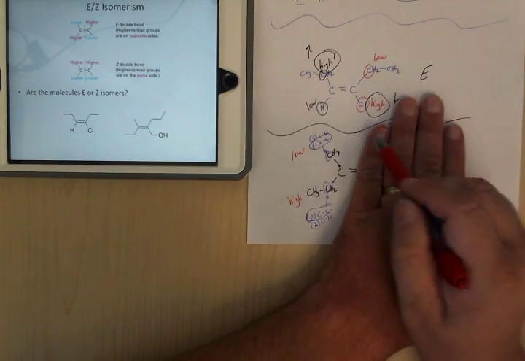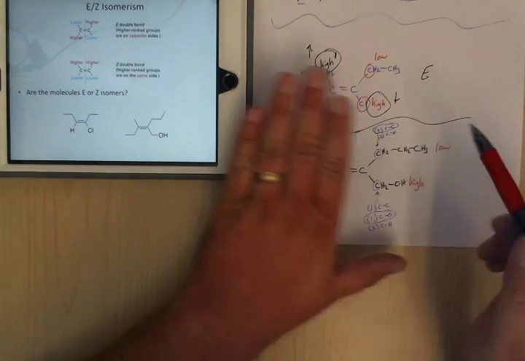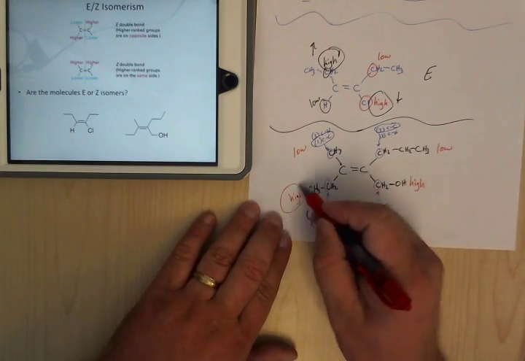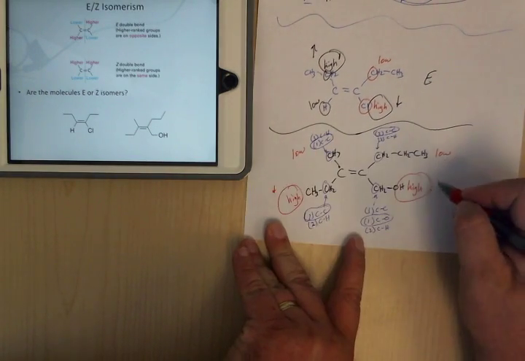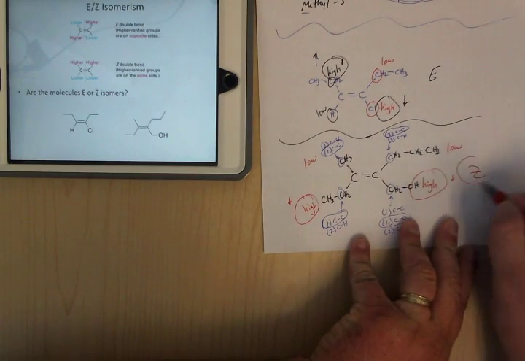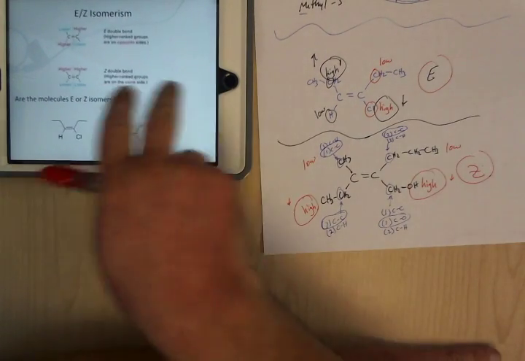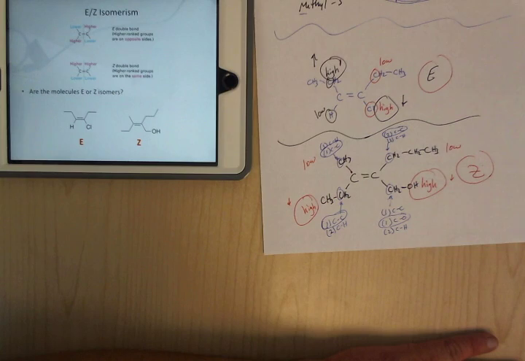It doesn't matter about the other side. You compare these two, and compare these two, and then go away. So you've got high on both on the same side. You can think of them both going down, so this would be the Z isomer. There you go.